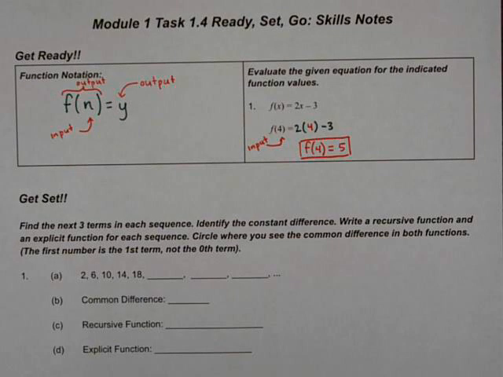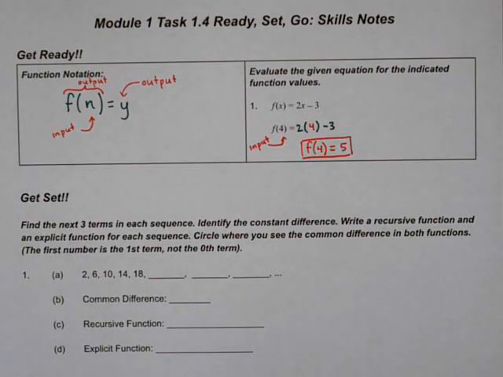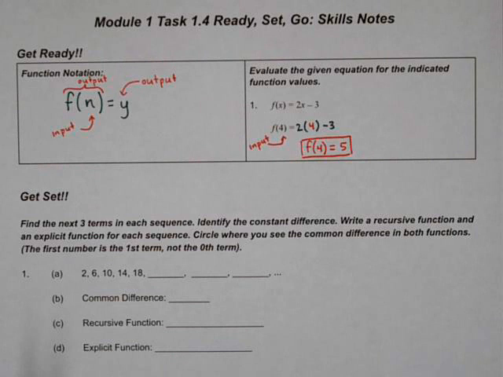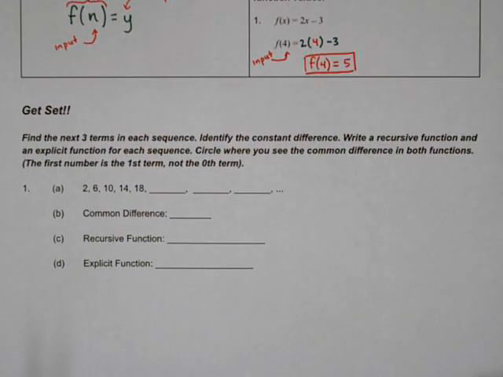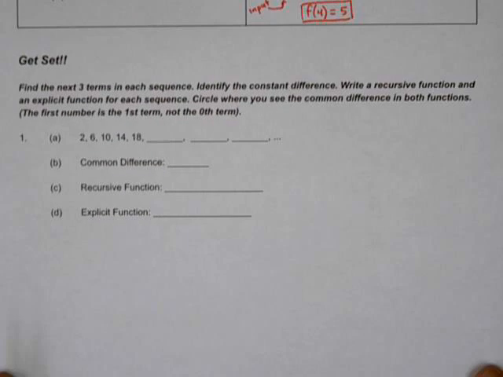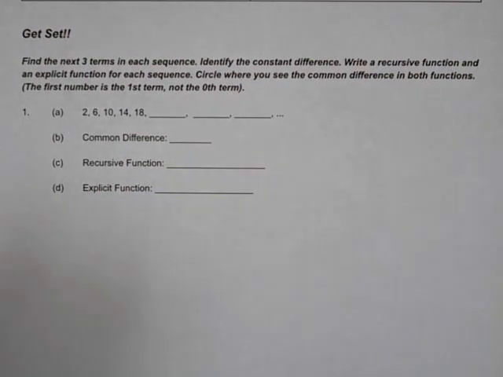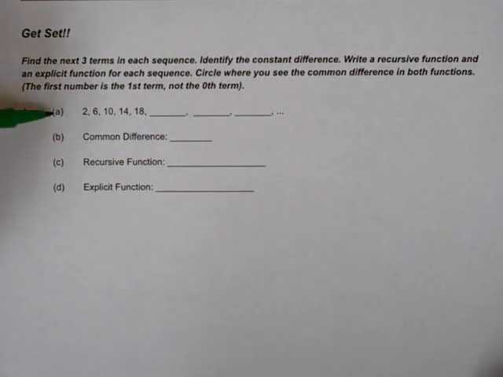Let's kind of go over something that's going to work off of our last task from 1.4. And it should be like a continuance of our understanding of arithmetic sequences. So let's see what's going on here. All right. As we look at this, when we look at A, this gives us a sequence, 2, 6, 10, 14, 18.